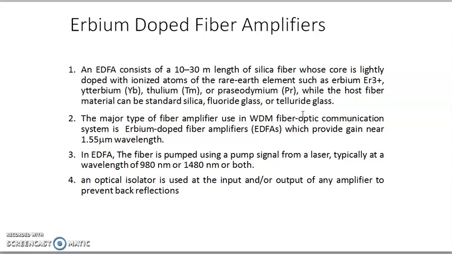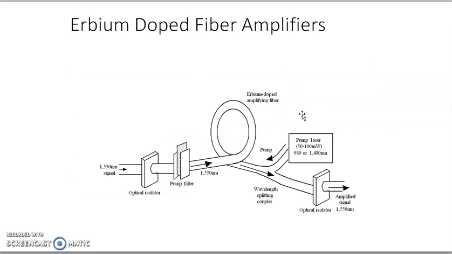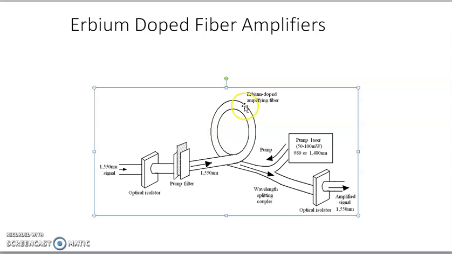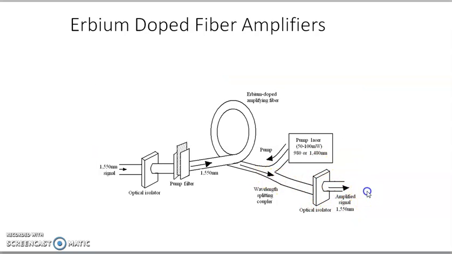An optical isolator is used at the input and output of any amplifier to prevent back reflection. This one is about the erbium doped amplifier structure: optical isolator, pump filter where the pumping takes place, the erbium doped amplifier fiber, pump laser, wavelength splitting coupler, and we get the optical amplified gain here.